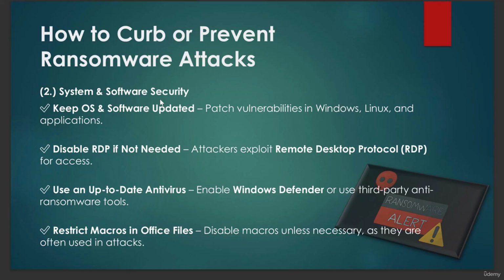So always disable these services or these protocols. Now use an up-to-date antivirus. Enable Windows Defender or use third-party anti-ransomware tools to protect your computer system. Alright, so restrict macros in Office files. Disable macros unless necessary, as they are often used in attacks. So these are what you need to do to help curb or prevent ransomware attacks.